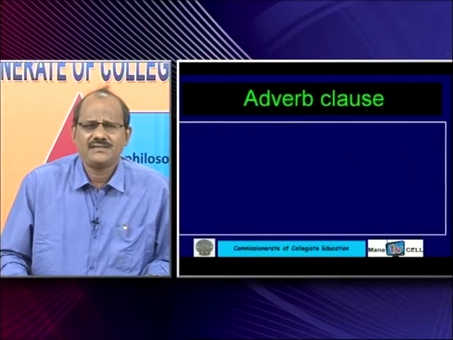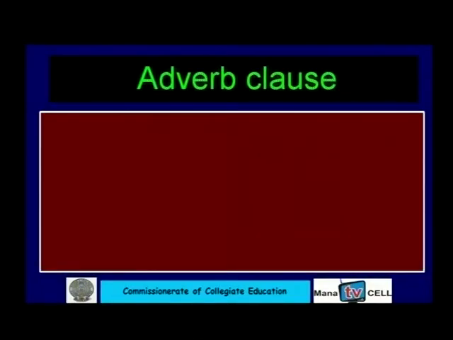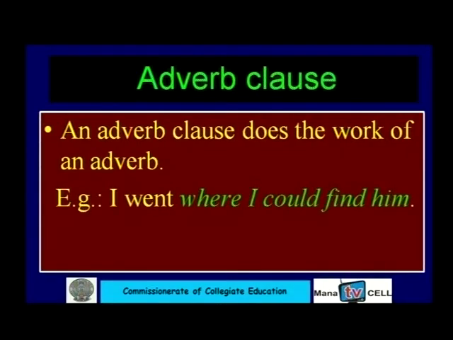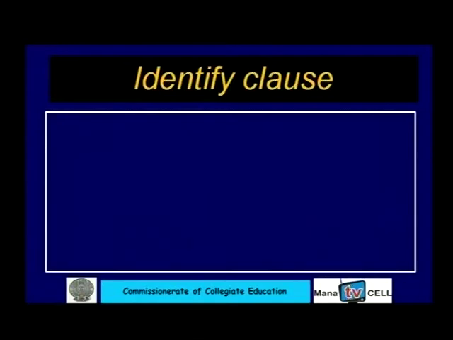Adverb clause. Now, we are moving on to the next clause, adverb clause. An adverb clause is a clause that does the work of an adverb. The given example, I went where I could find him. Where I could find him is the clause and it is modifying the verb went.